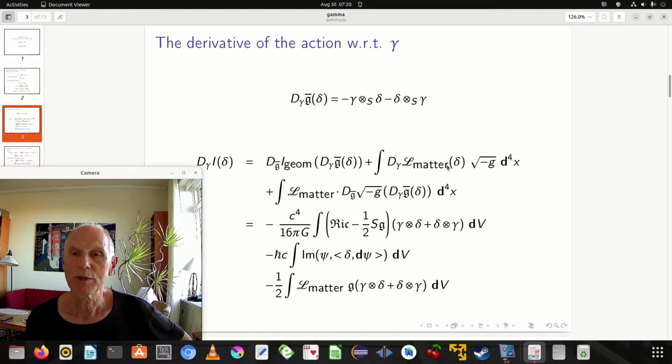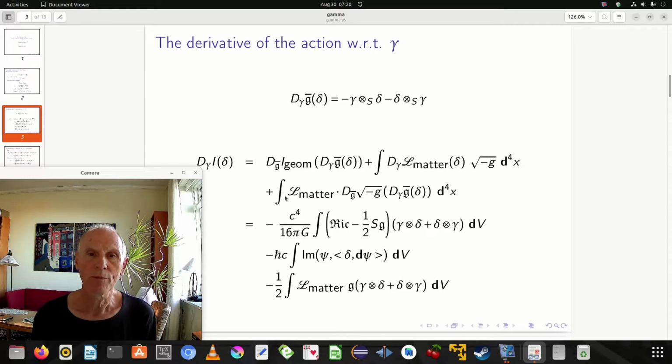We do the same with the matter term, and then we have to do it with this guy as well. Again, the chain rule. This result is already known, thank God. And then we just have to put this in, and the minus here comes out here.